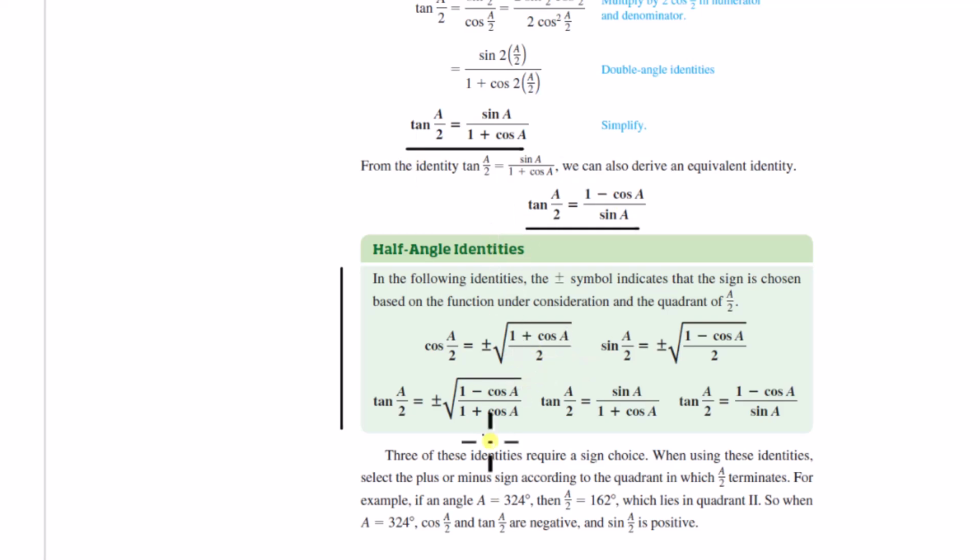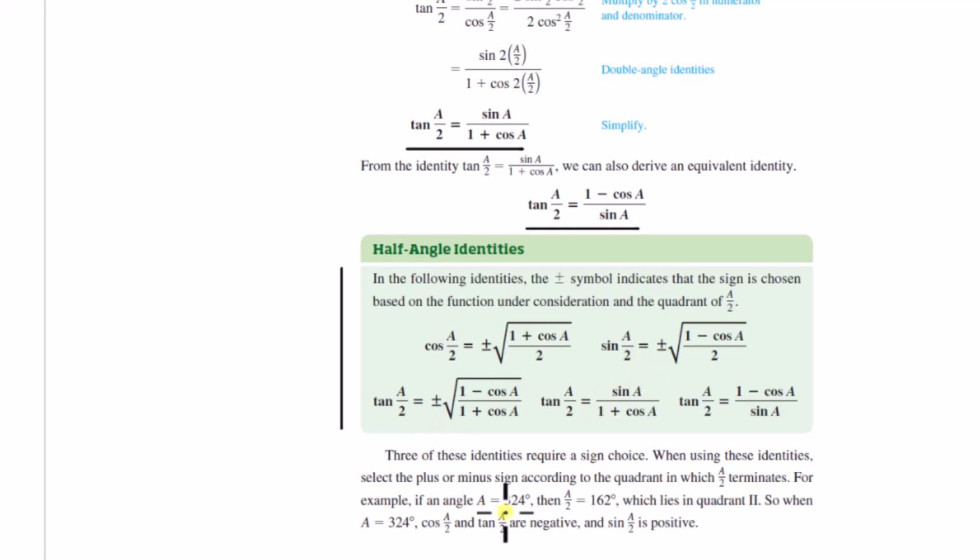Okay, now, if you notice, though, 3 of these identities have a plus or minus, but 2 of these actually don't, which is interesting. So, why is that? 3 of these identities require a sign choice. When using these identities, select the plus or minus sign according to the quadrant in which the angle lies. For example, we know how to do this. We've learned how to work with a plus or minus when it comes to a trig function, right? It's still a function. It doesn't mean there's multiple outputs for the same input. It's not like that. We're still dealing with trig functions. And we know how to do this.